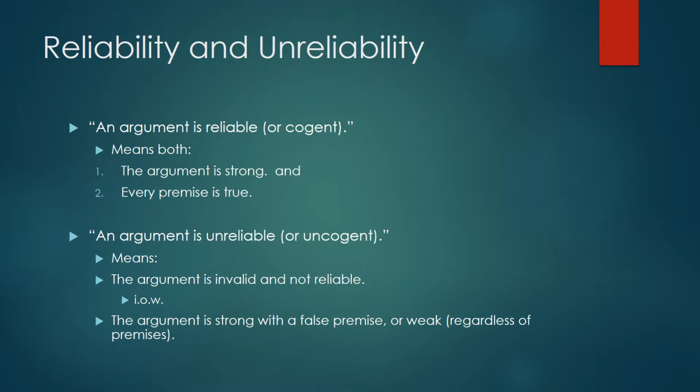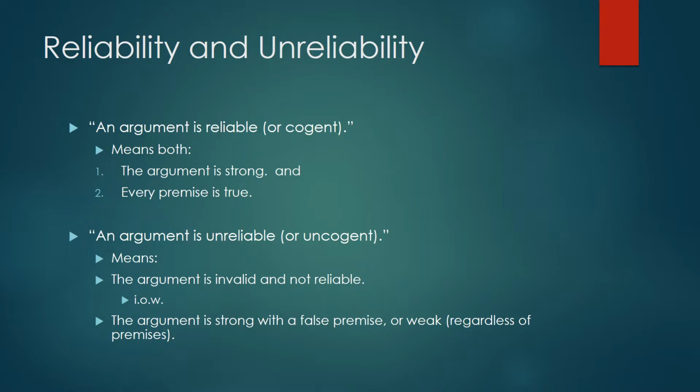Now, the other terms that we're looking at in inductive logic are reliability and unreliability. Remember, iLogic uses the terms reliability and unreliability. Some other logic books use the words cogent and uncogent. They mean the same thing. If we say that an argument is reliable or cogent, that means exactly two things, no more, no less. The two things are, one, that the argument is strong, and two, that every premise is true. And if an argument is invalid but not reliable, then it's unreliable or uncogent.